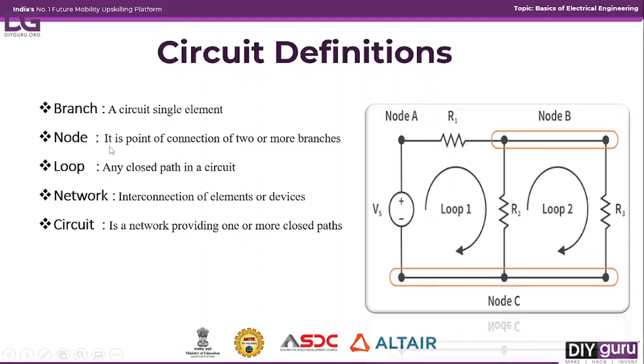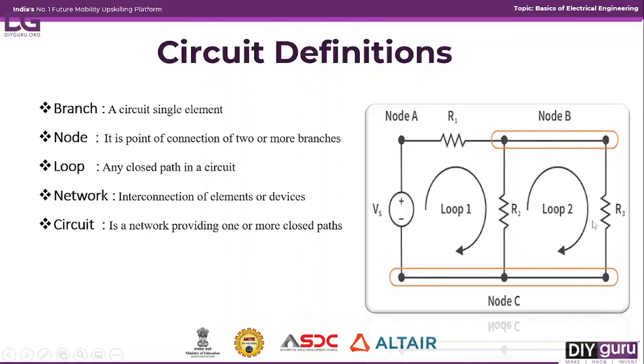Now coming to the node. A node is a point of connection of two or more elements. The point of intersection of two or more elements is called a node. You can see here, this is a node where R1 and R2 are connected to this point, and this is also a node. These two nodes are the same. We can consider it as a single node because there is no other element between these two.